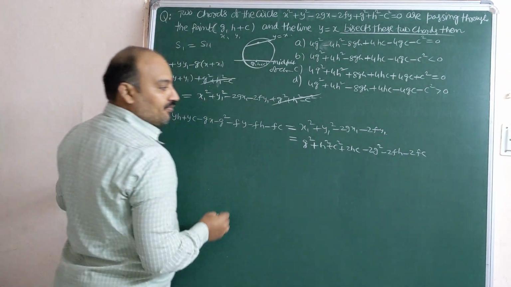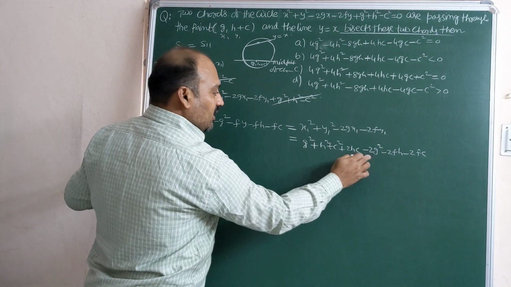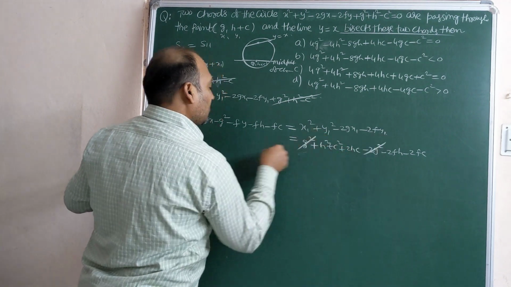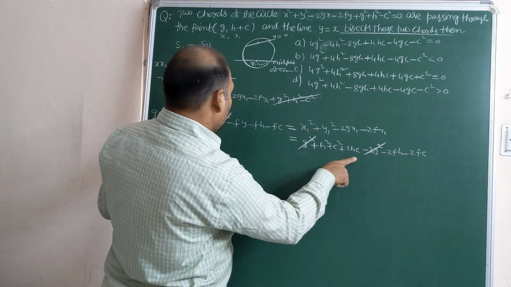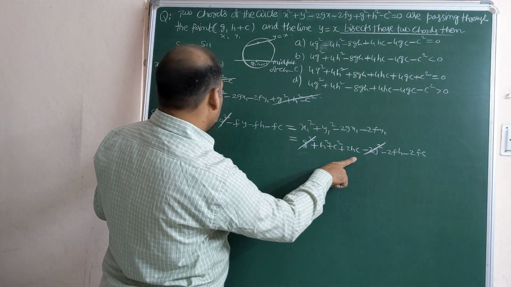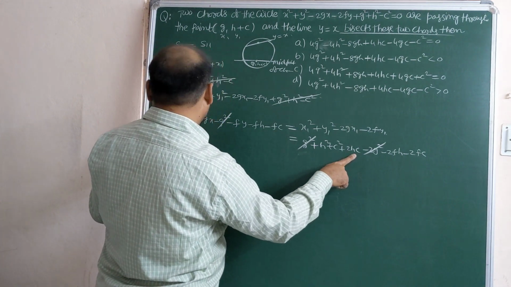Now, so here minus g square, minus 2g square, g square. Cancel. Next. FC, 2HC.